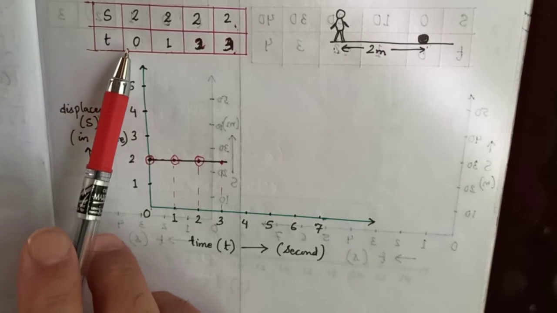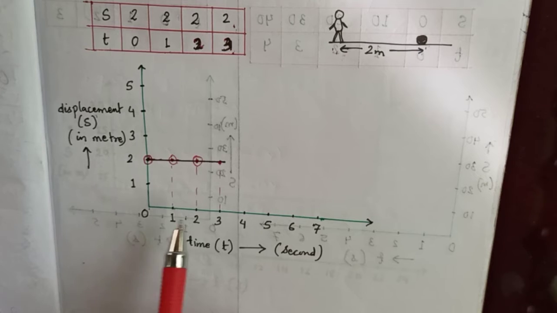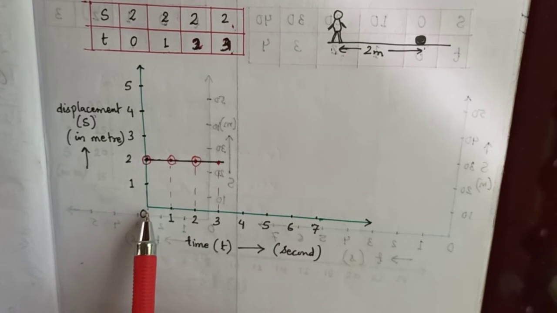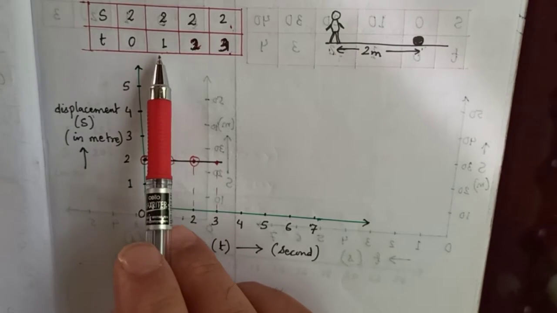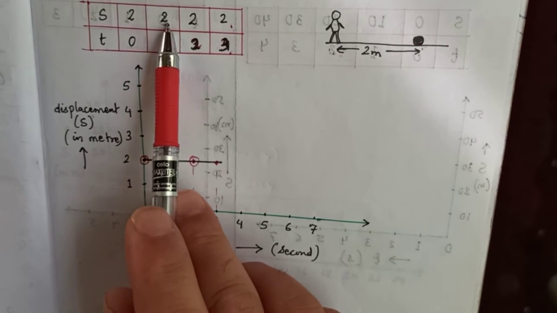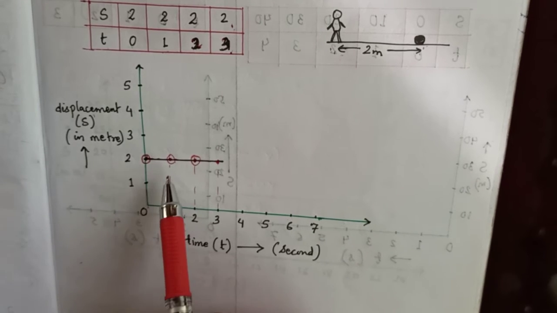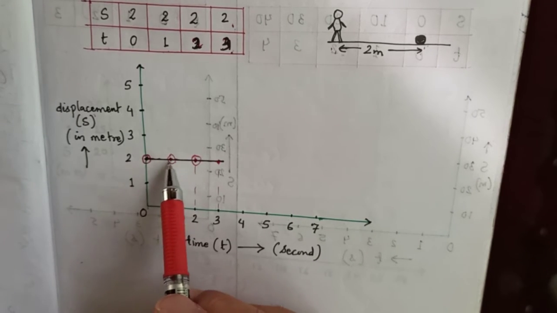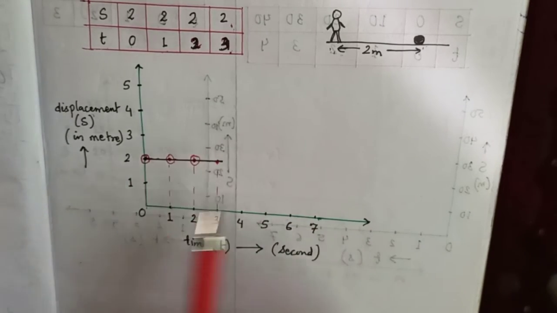The first point to be plotted is 0, 2. That means when the time is 0, the displacement is 2 meters. So this is the first point. And the second one is when the time is 1 second, the displacement is 2 meters again. So in 1 second, the displacement is 2 meters. Similarly, when the time is 2, the displacement is 2. We can continue like this.